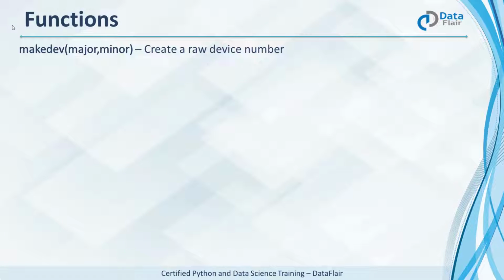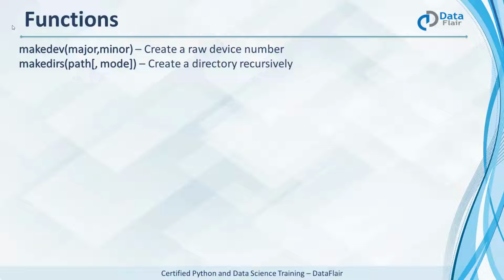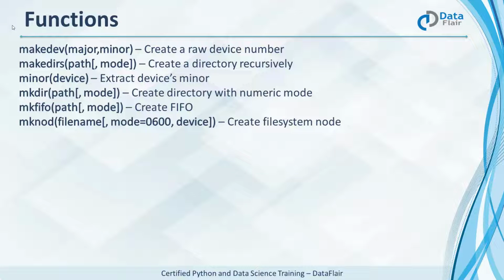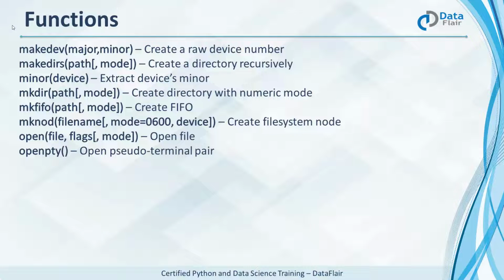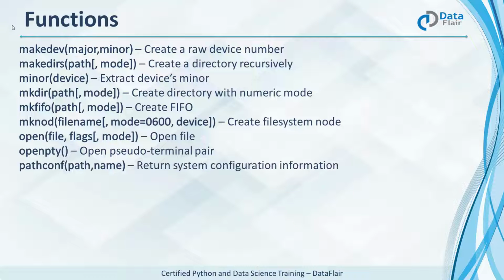makedev creates a raw device number, and makedirs creates a directory recursively. minor gets us a device's minor number. mkdir, mkfifo, and mknod create directories, FIFOs, and nodes. open opens a file, and openpty opens a pseudo terminal pair. pathconf gets us the system configuration.